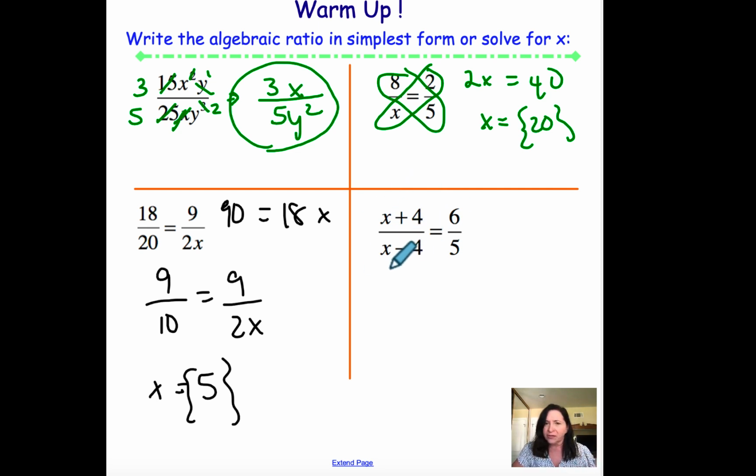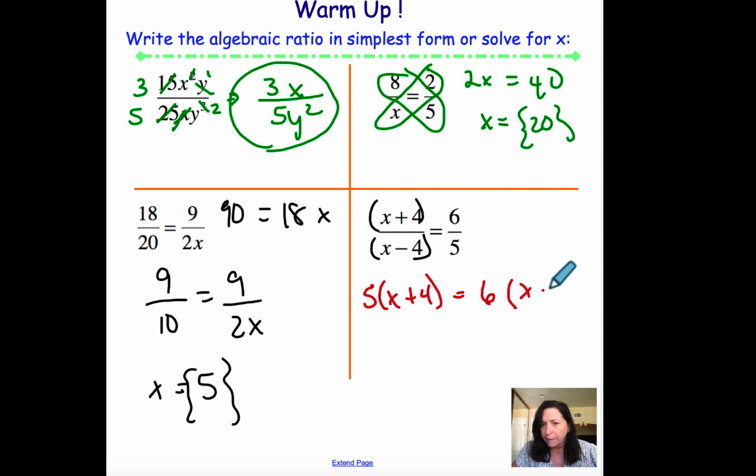For this problem, there's no dividing. You can't divide x and x. You can't divide 4 and 4 because these are actually quantities. And in order to cancel those, they would have to be the exact same quantity, which they're not. So we can't cancel those. So we're just going to cross multiply.